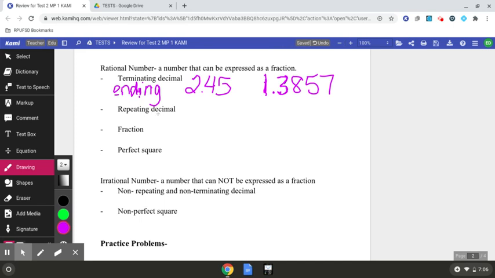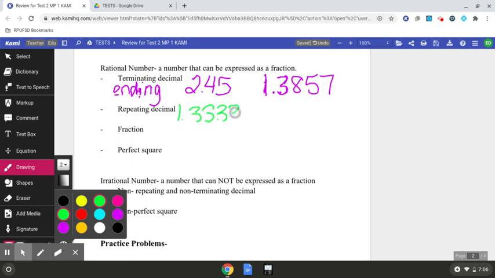Repeating decimals are also rational, so something like 1.3333 and then you would see a ... That's rational because it's the same number over and over. Another way to write a repeating decimal is just 2.5, and you put a bar over the 5, and that tells us that that 5 is repeating itself.